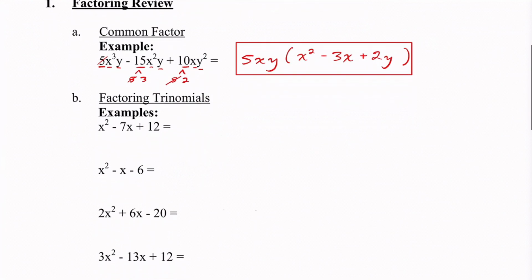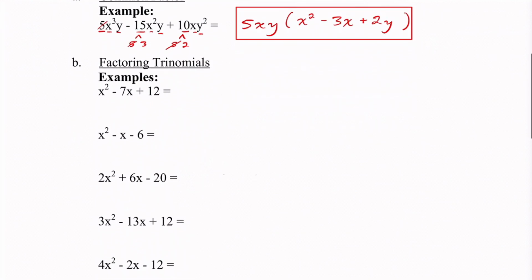For these next ones here now, these are trinomials. They're kind of a different type because I'm going to be able to do more than just pull out a common factor like we did with this top one. So whenever you have 3 terms like this, what you want to try to do is use the product and sum method.